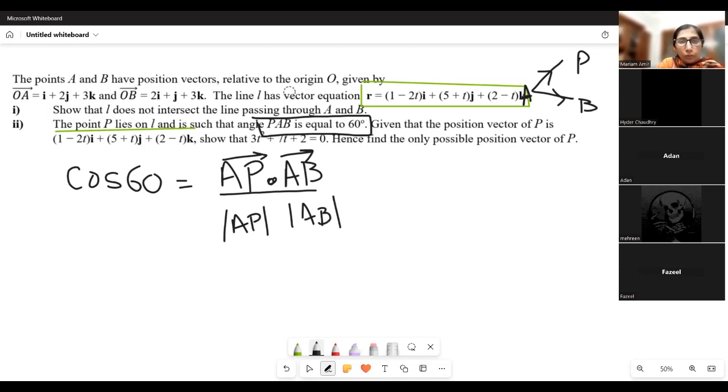Okay. So what do we know? We know that given the position vector of P is this, so we know OP is this.